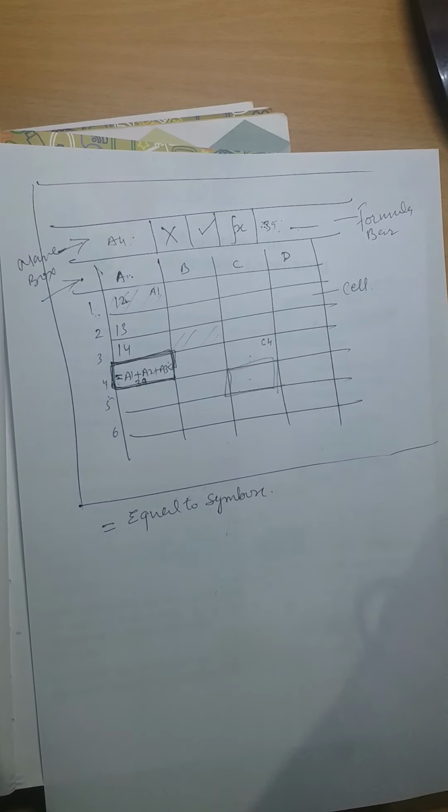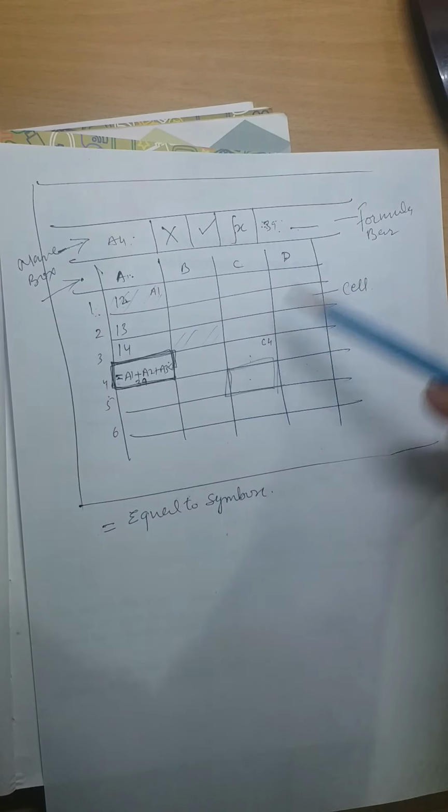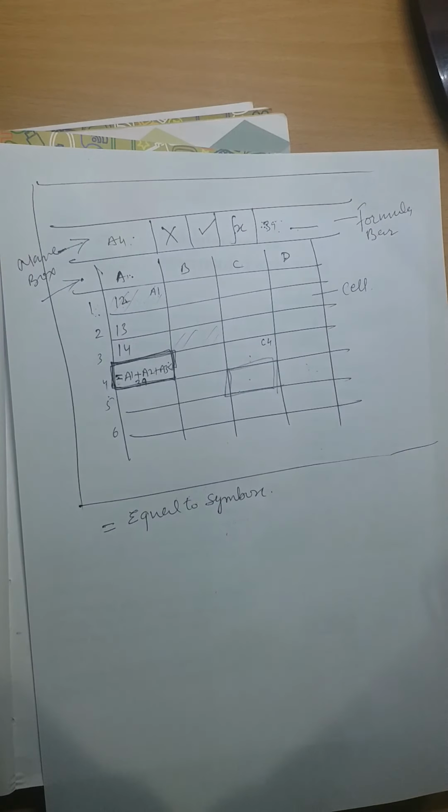A1, as it is the very first cell, is also known as the home cell. You can refer to this cell as D and 5, means the cell address is D5.